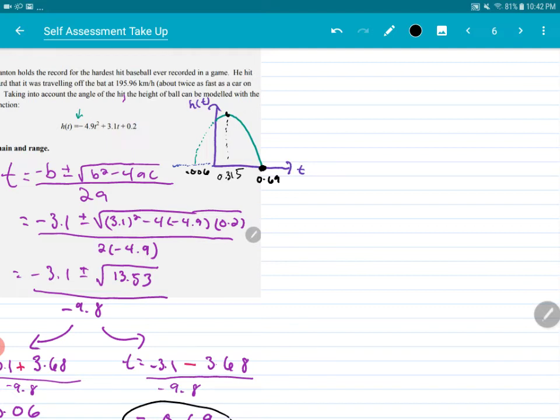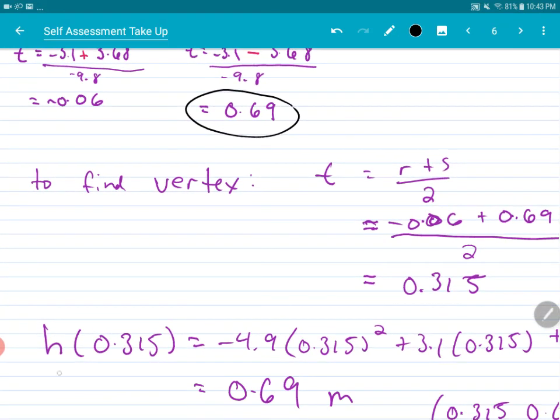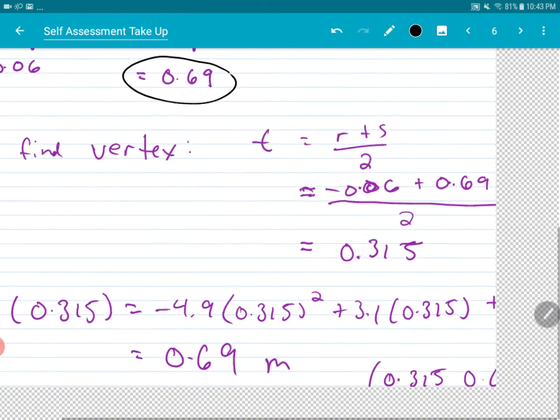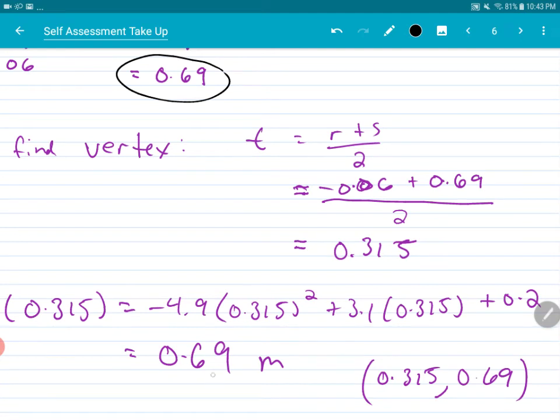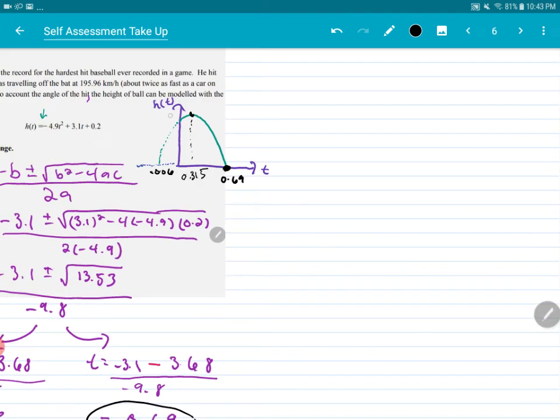How do we get that max height, which is going to be important for our range? Well, you have to plug it back into your equation. So that would be right here, h of 0.315. We plug that in for every single x, and we end up getting 0.69 meters. So let's go up here for a second, and we can label this here as 0.69 meters. So now it's time to actually give ourselves a domain and a range.